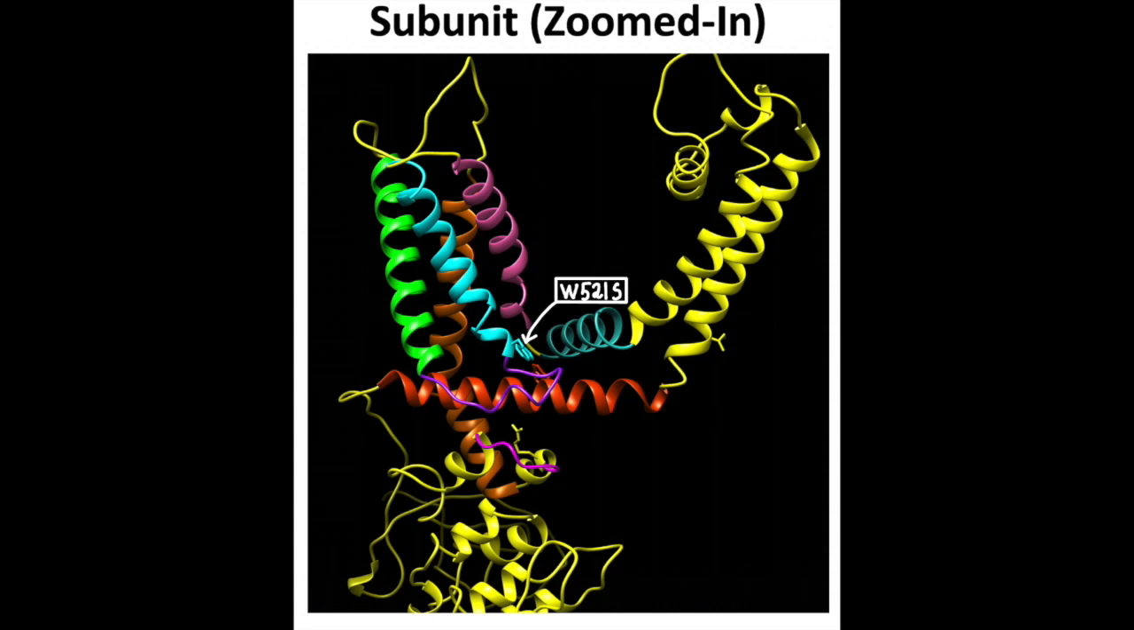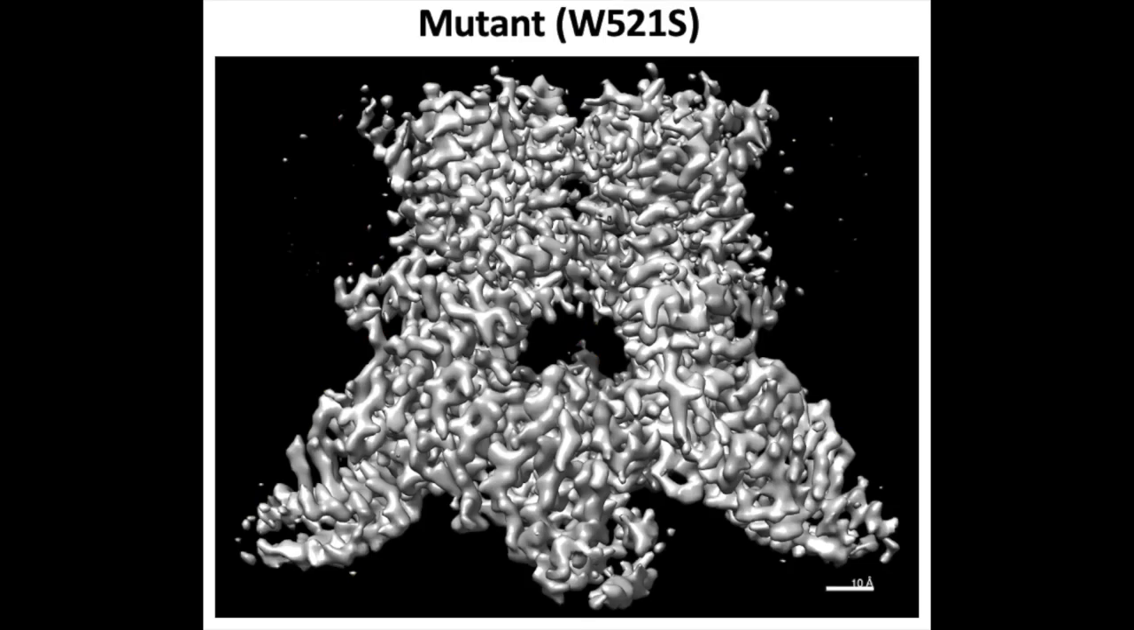Now, a third structure we just recently completed is another Olmsted variant, this time at tryptophan 521. And so we just finished constructing the 3D model for that structure, and we're hoping to make comparisons with wild type in the near future.